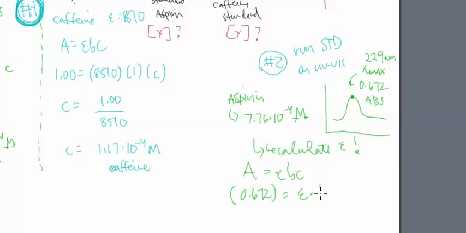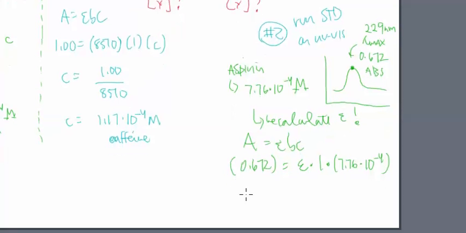B is the path length, well that's 1. And C is the concentration of the solution that I made. And we're going to pretend like we were perfect. And we're going to put 7.76 times 10 to the negative fourth molarity. So I solve for my E value, my molar absorptivity. So I take 0.672 and then I divide by 7.76 times 10 to the negative fourth. Be sure to put that in parentheses. And when you do that division step, you're going to get about 866 rounded off. That is your molar absorptivity.